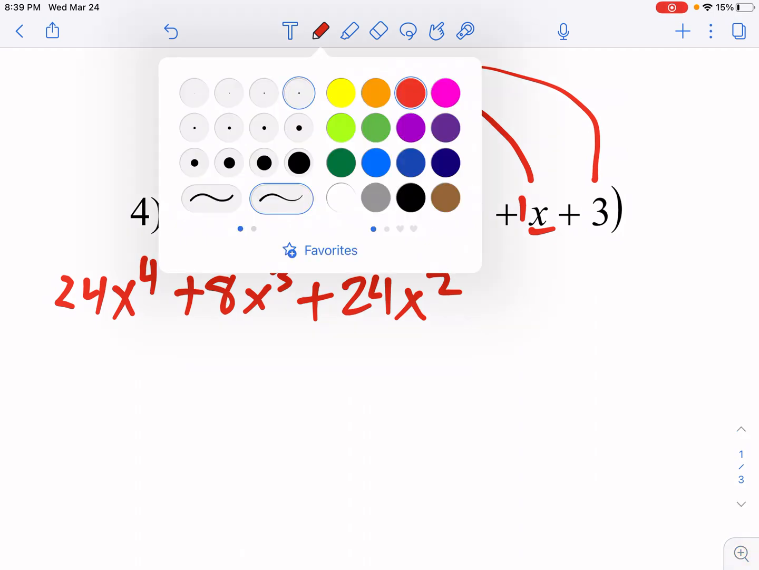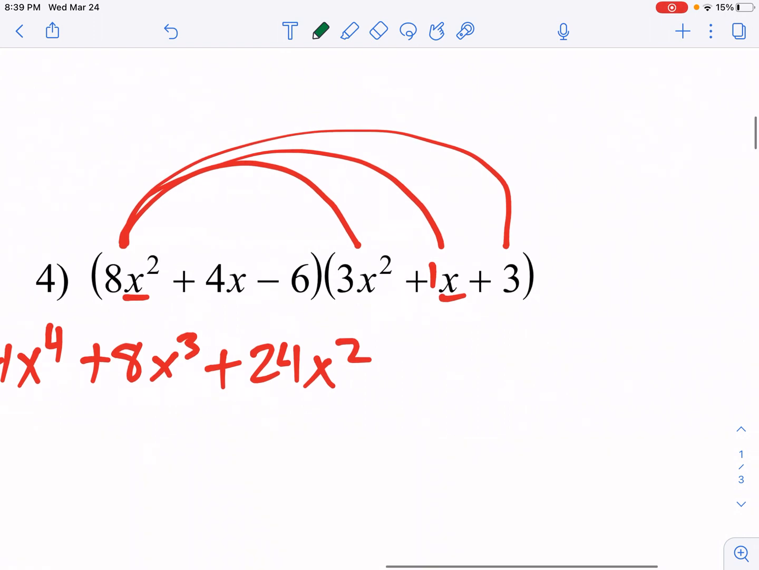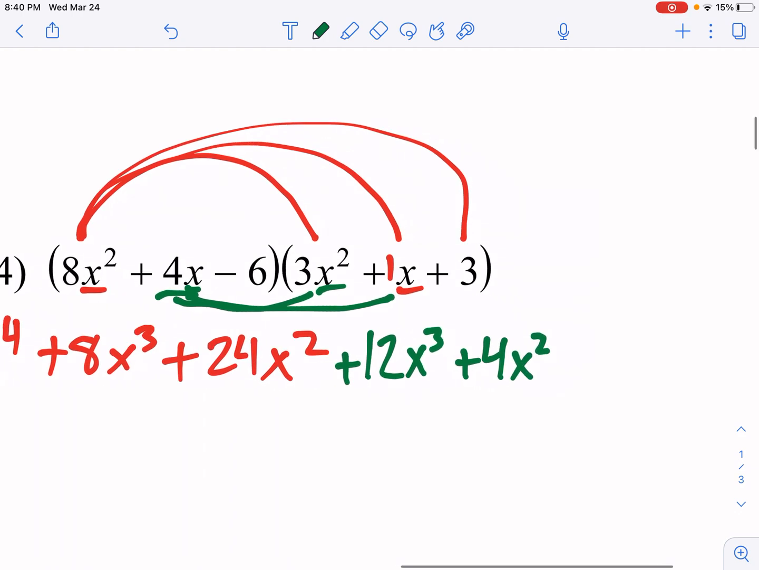Okay? Then let's see, there we go, get some room. The next one, so then we're going to multiply this term to everything. So we have 4 times 3, we're going to get 12. x times x squared, x cubed. 4 times 1x, we're going to get our positive 4x. But then x times x is x squared. And then 4x times 3, we're going to get plus 12x.